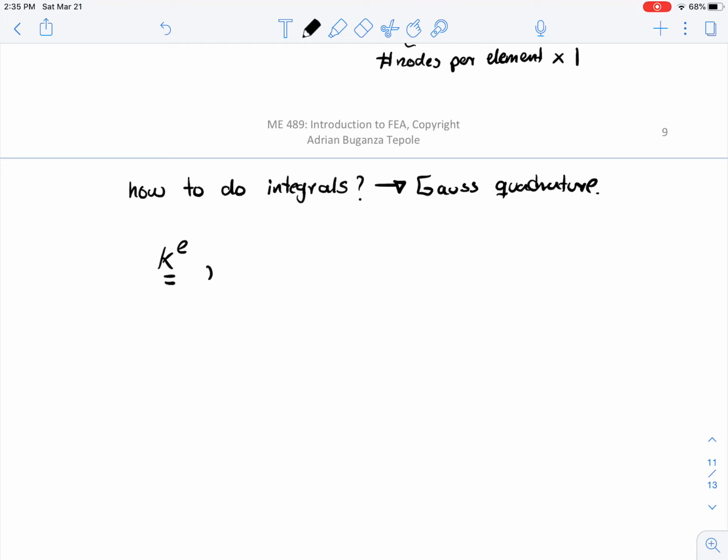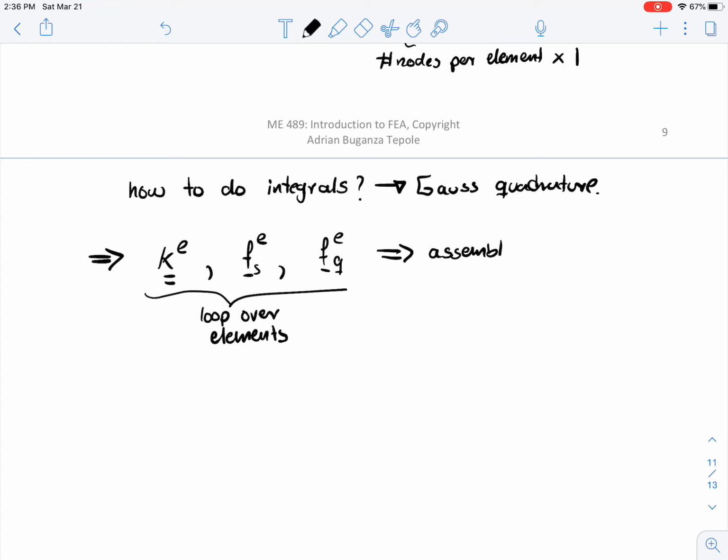All right, so assuming you can actually compute the integrals, then you will end up with a definition for the stiffness matrix for an element, a definition for the source force vector, and a definition for this flux force vector, which is all that you need. So in order to get the global system of equations, you would have a loop over the elements. For each element, you would compute the stiffness matrix and the force vectors. And then you would do the assembly into the big K matrix and then the big force vectors, into global stiffness and force vectors.